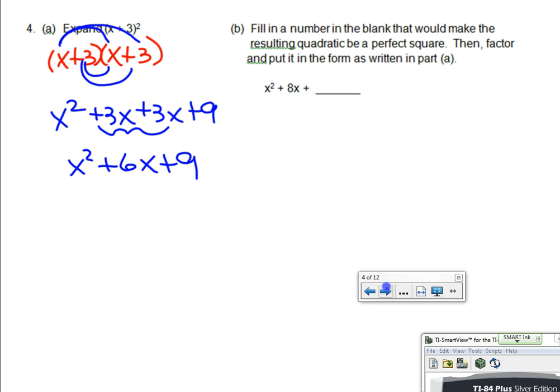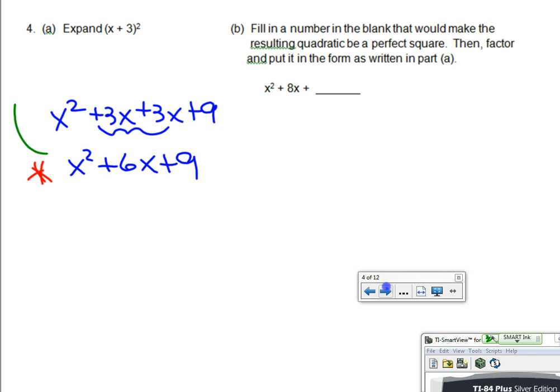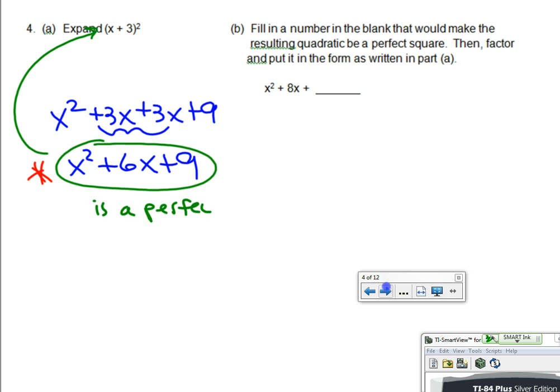Now this right here, this quadratic, it's a perfect square. A perfect square is anything that can be written in the form something squared. And if you go back, that's what the original problem was. So x squared plus 6x plus 9 is a perfect square. So when I'm solving a quadratic, if I can get the quadratic to be a perfect square, then I can write it like I did in 4a, and then I can solve it like I did in problem 3.